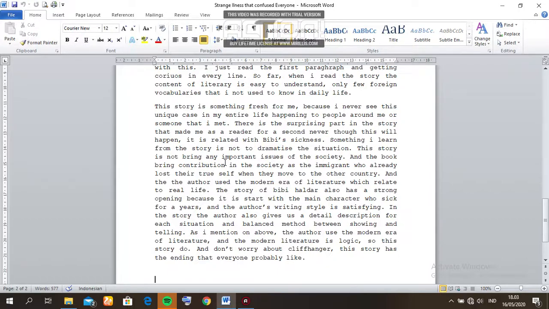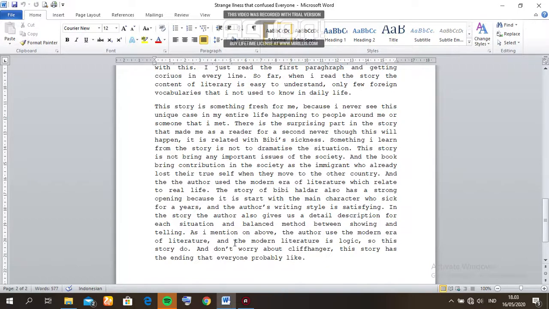The story of Bibi Haldar also has a strong opening because it starts with the main character who has been sick for years, and the author's writing style is satisfying. Satisfying, that's the word I thought. In the story, the author also gives us a detailed description of each situation and a balanced method between showing and telling. As I mentioned above, the author used the modern era of literature, and modern literature is logical. So is this story.